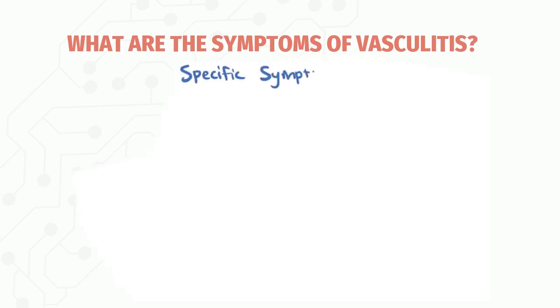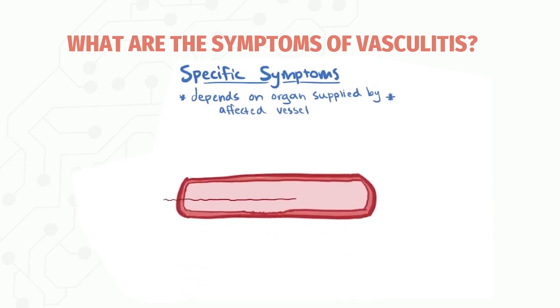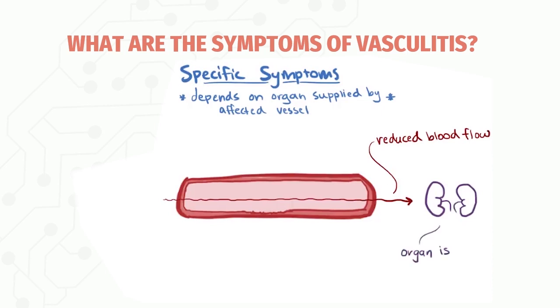Specific symptoms are based on where in the body the vasculitis is occurring and which organ is supplied by that blood vessel. When vasculitis happens in those blood vessels, you get reduced blood flow to those organs, called organ ischemia, which can happen in two ways. In the first, blood cells clump onto the exposed tissue factor and collagen on the inside of the blood vessels, forming blood clots that can restrict blood flow.